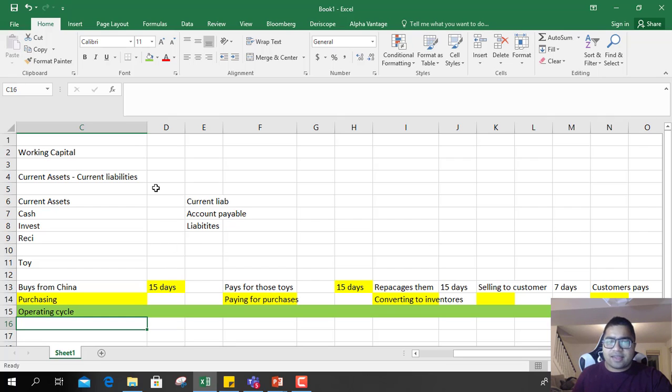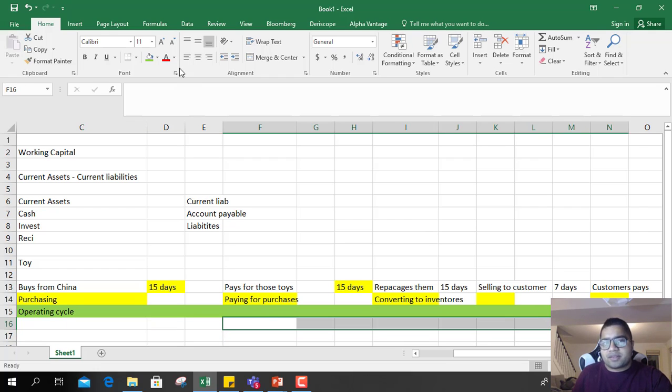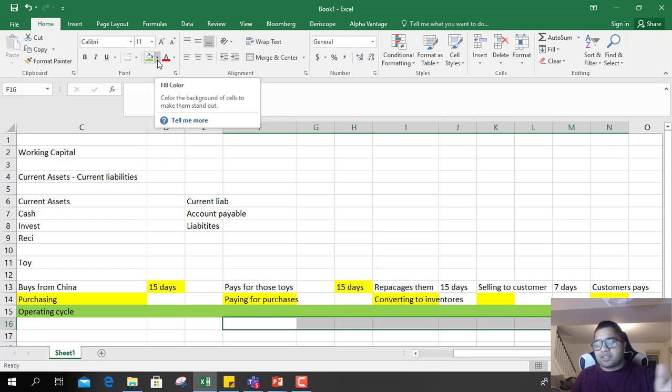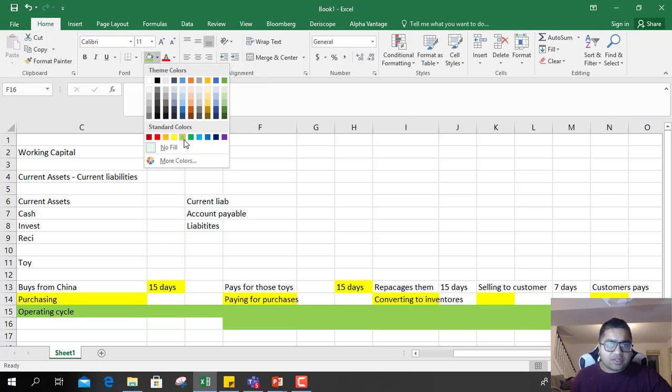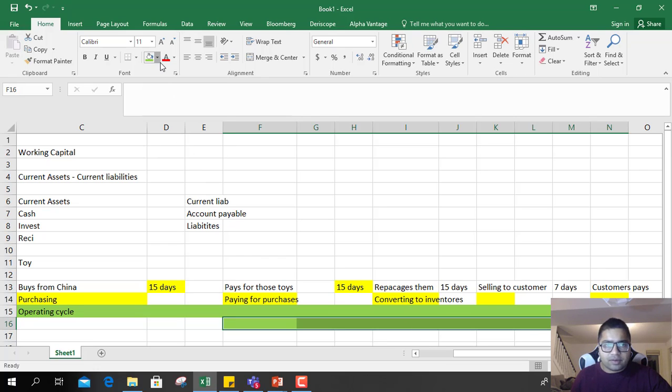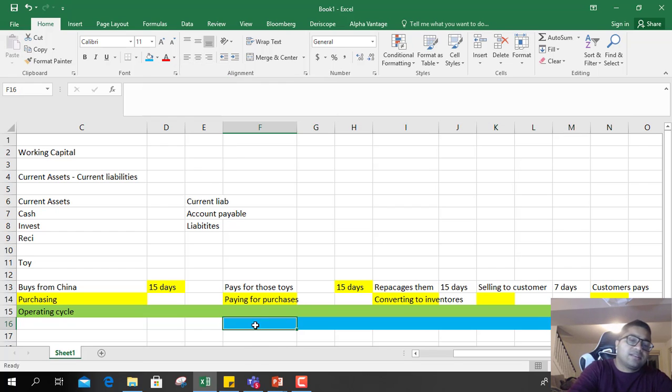Now what is the cash cycle? The cash cycle is from when the payment for purchases happens to when the customer pays. So cash goes out for purchases, and cash comes in from customers. I'll color code it differently. This is called the cash cycle.